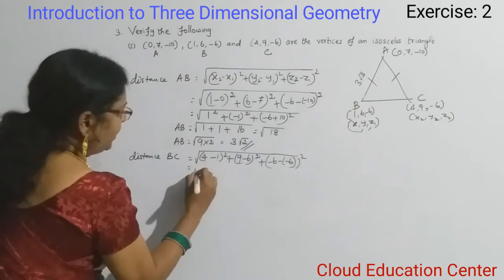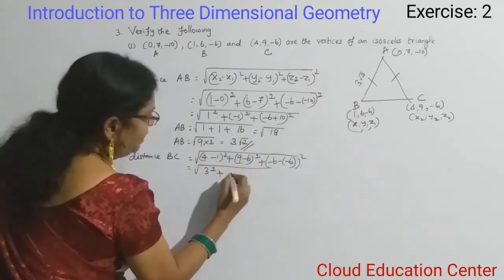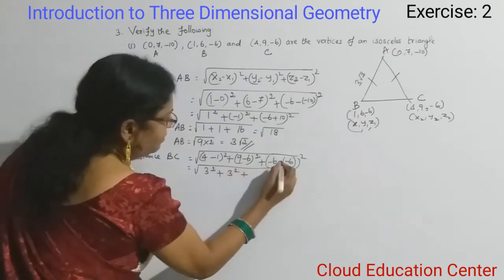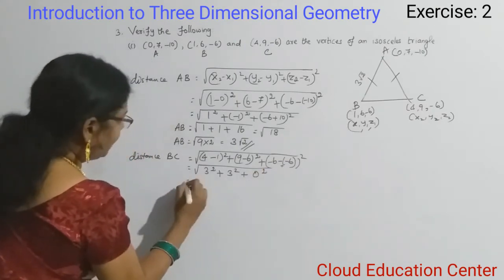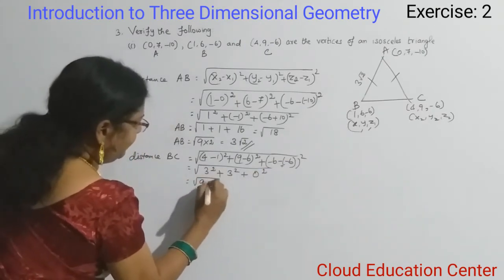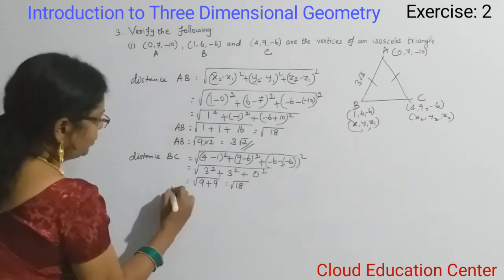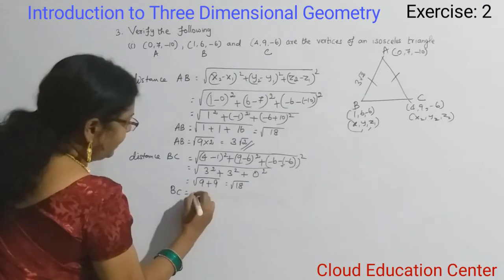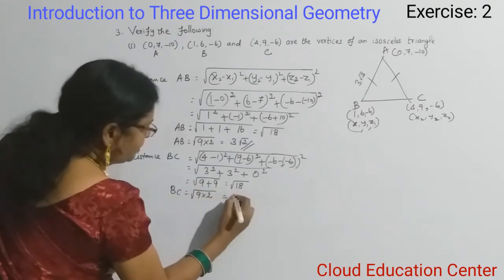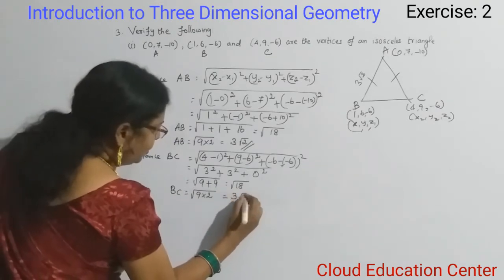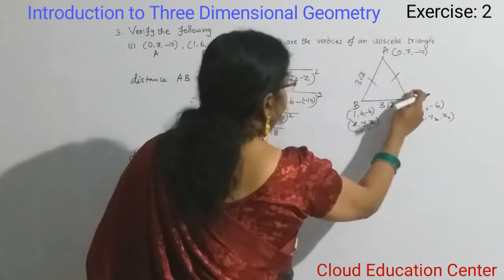So, now we get the square root of 4 minus 1 is 3 square, plus 9 minus 6 is 3 square, plus minus into minus becomes plus, so minus 6 plus 6 is 0 square. So we get 3 threes are 9 plus 3 threes are 9, which gives root of 18. BC is root 18, we can write 9 into 2, and the 9 comes out as 3, so the answer is 3 root 2. BC is 3 root 2. Now we have to find AC.